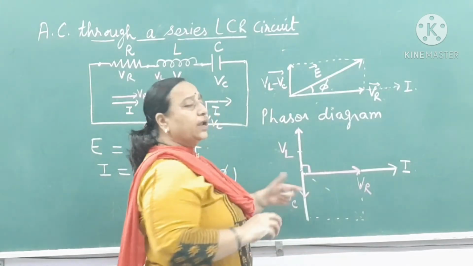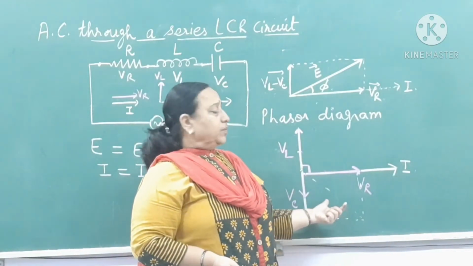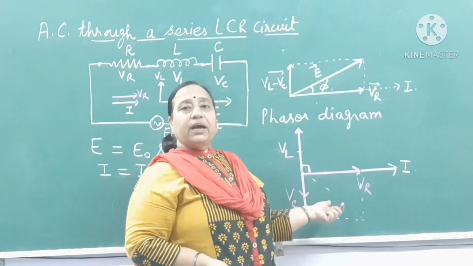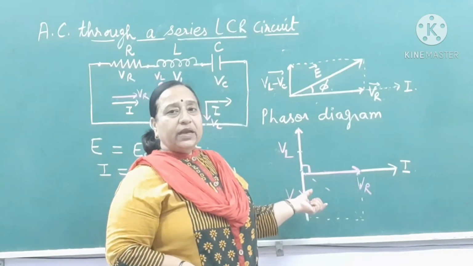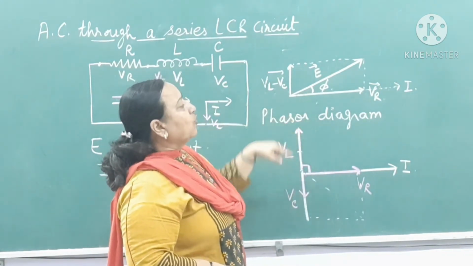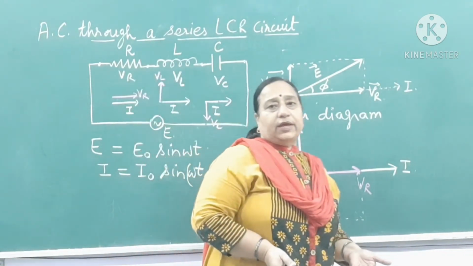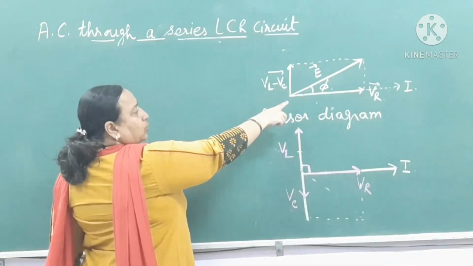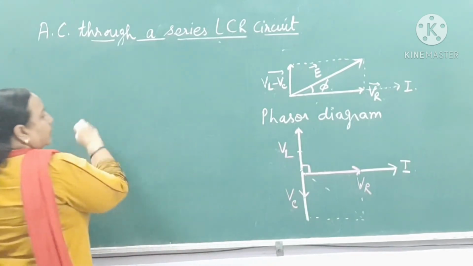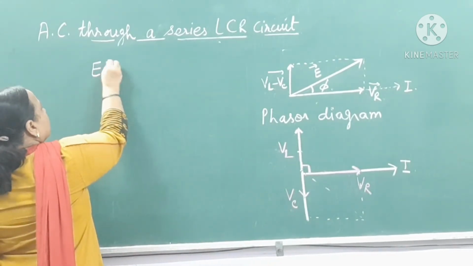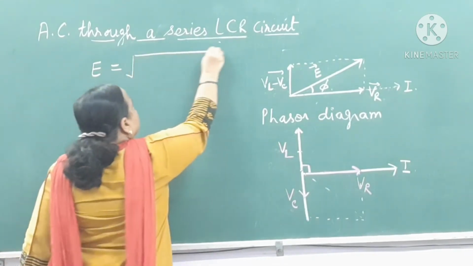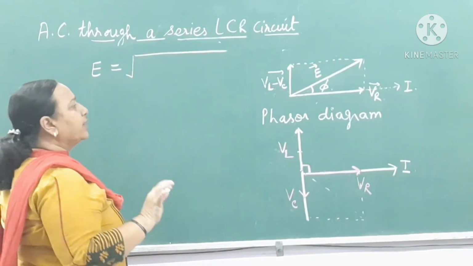Then it will become a capacitive dominating circuit and the current will be leading the voltage by a phase of phi. Let us find out the resultant vector of this. E is equal to, resultant will be given by the parallelogram law of vector addition.